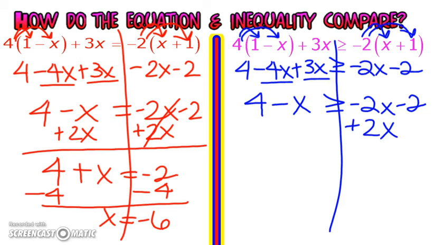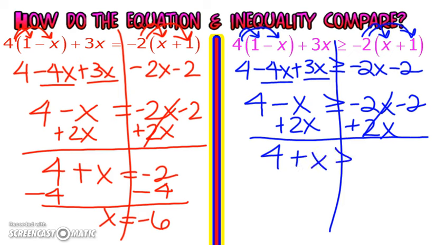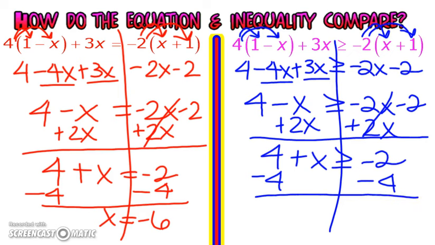I want to move my variable over so it's positive. Those cancel. Now we're going to actually do the math. So 2x minus x is plus x is greater than or equal to negative 2 minus 4, because I want to isolate my variable. X is going to be greater than or equal to negative 6.